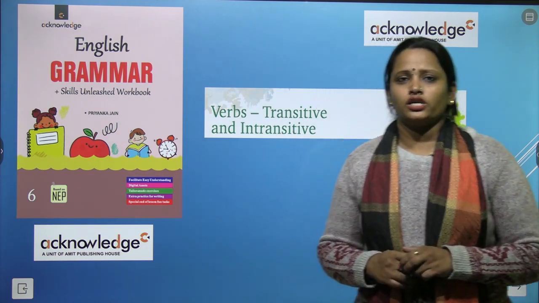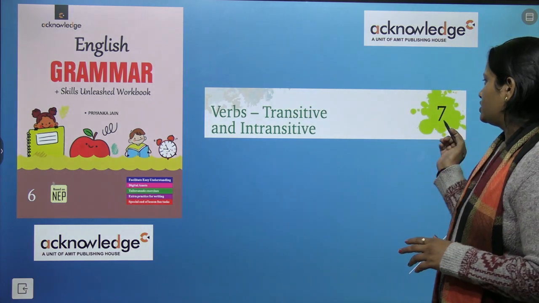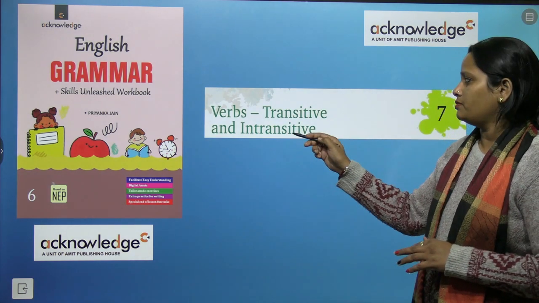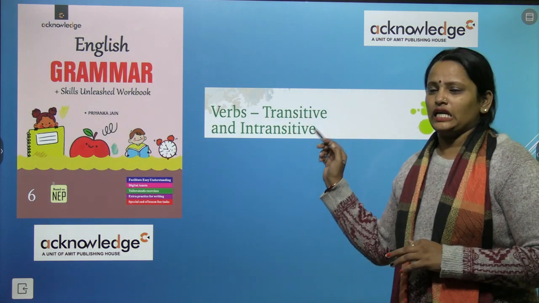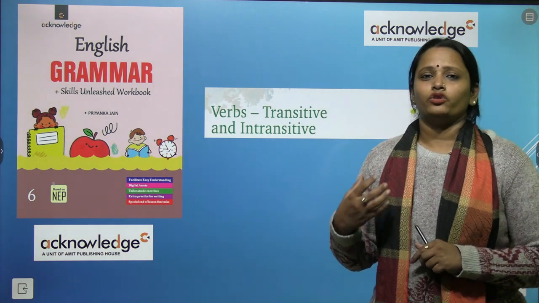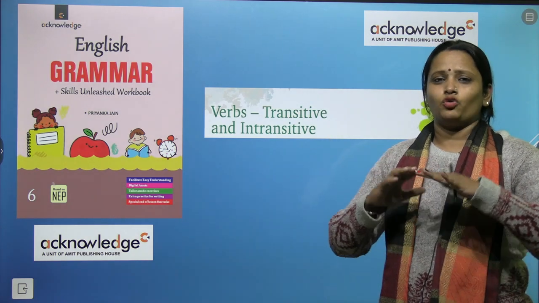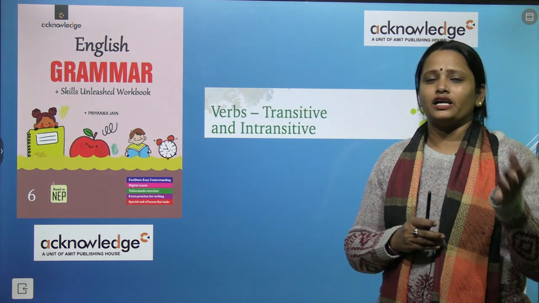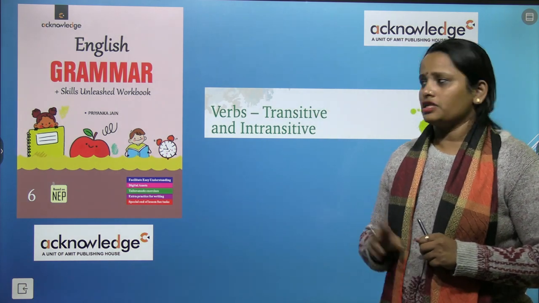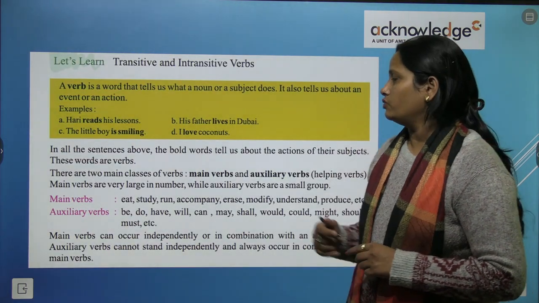So children, today we are going to do a new chapter of your book and it is chapter 7 and the name of the chapter is Verbs, Transitive and Intransitive. So we have already learned about verbs. Verbs को हम अच्छे से जानते हैं, but अब इसके नेम को हमने चेंज कर दिया, इसे दो पार्ट्स में डिवाइड कर दिया है and the parts are transitive and intransitive. So let's see what are these verbs.